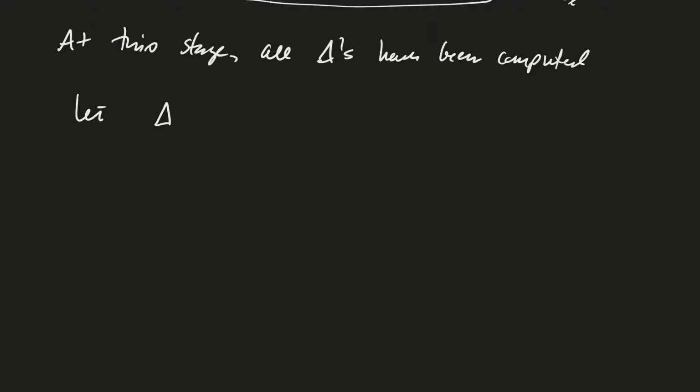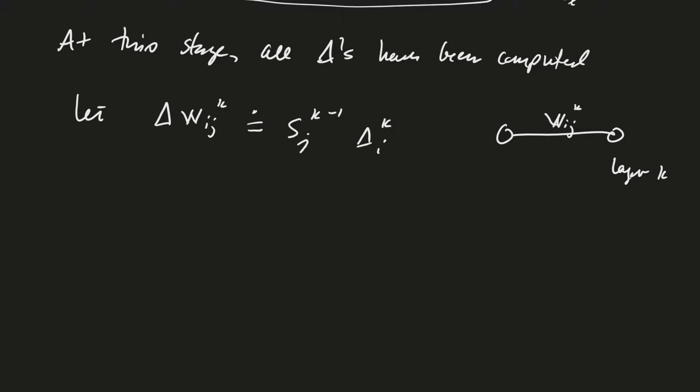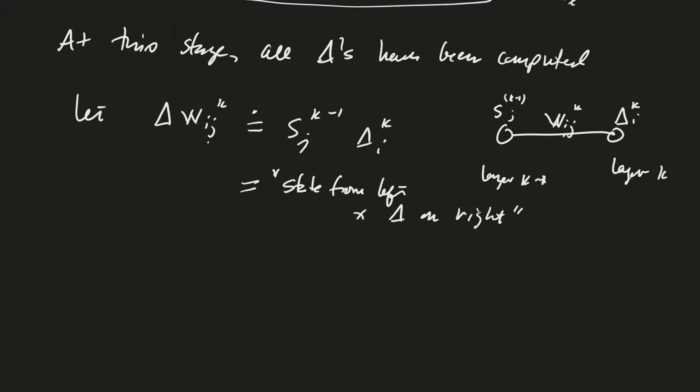So now we're going to let the change in W_ij^k be defined to be S_j^(k-1) times, now where are these coming from here? This is delta_i^k. If this is W_ij^k, then this is layer k, and this is layer k minus 1. And so what we're doing is multiplying the state from this layer, the one that W_ij is attached to, times the delta that's attached on the right. So delta W_ij is equal to state from left times delta on the right. Okay, so that's a good way to remember it.